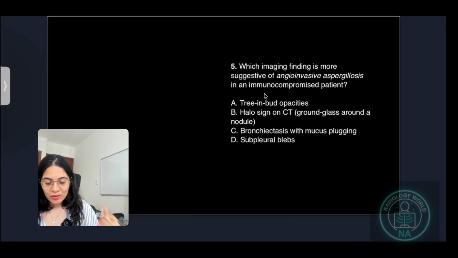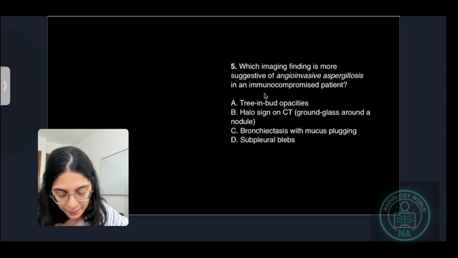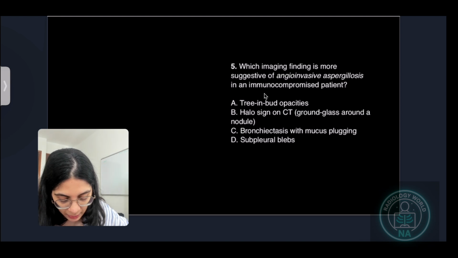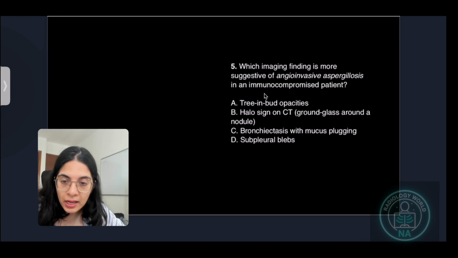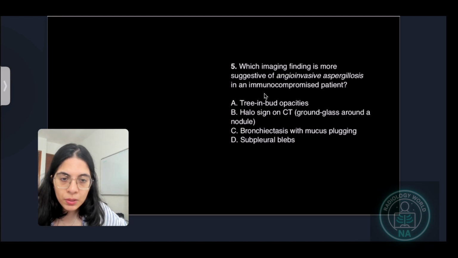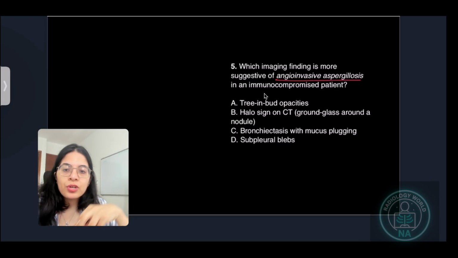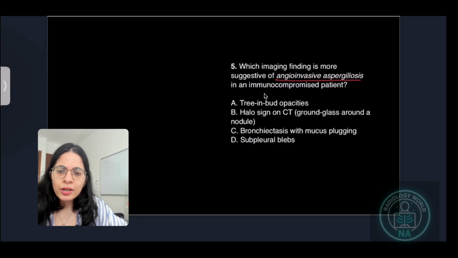Okay, so now let's move towards our fifth MCQ. Which imaging finding is more suggestive of angio-invasive aspergillosis in an immunocompromised patient? Is it tree-in-bud opacities, the halo sign on CT, which is ground glass around a nodule, bronchiectasis with mucus plugging, or subpleural blebs? When we talk about angio-invasive, patient immunity is very low. It's either a chronic case of HIV, or the patient has leukemia or lymphoma, or is on long-term chemotherapy or radiotherapy. The entire immunity is very, very bad in this patient.